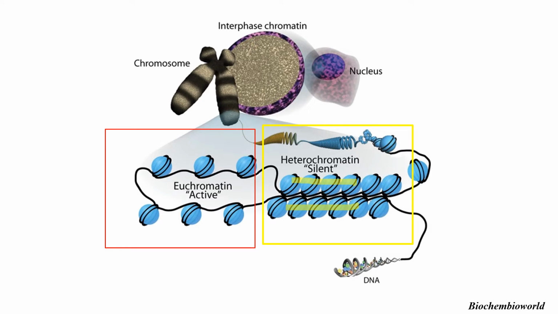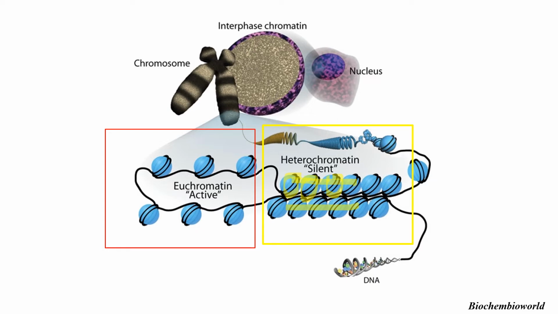The nucleosomes in euchromatin are not that tightly packed. As a result of this loose packing, the RNA polymerases can come here and transcribe this part of the genome. Whereas in heterochromatin, the nucleosomes are very tightly packed, and as a result this part of the chromatin is usually the silent one. By silent, it means that it rarely gets transcribed.